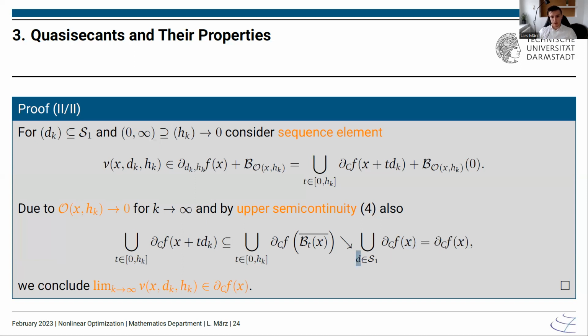And then d doesn't even matter anymore. So we can conclude that the sequence of quasi-secants has a limit that is in the Clark subdifferential. And therefore, we showed this inclusion from the one side to the other side.